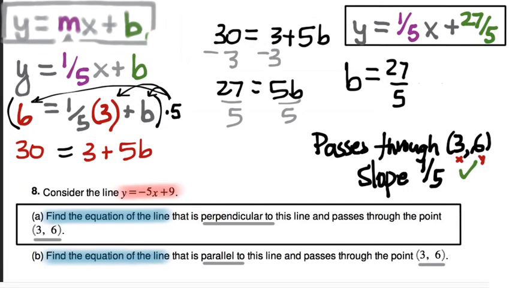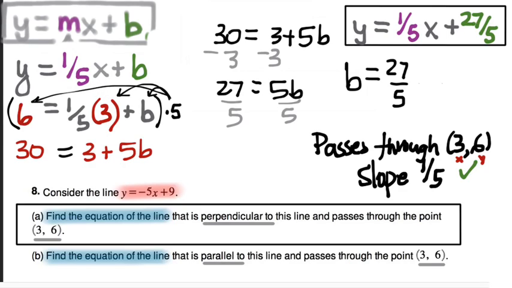What would have been different if we were doing part B instead of part A? What if I wanted parallel instead of perpendicular? What would I have done differently in this whole process? The slope would have to be different, right? The rest of the whole process would have probably been the same, but the step where we actually found the slope that we wanted would probably be different.